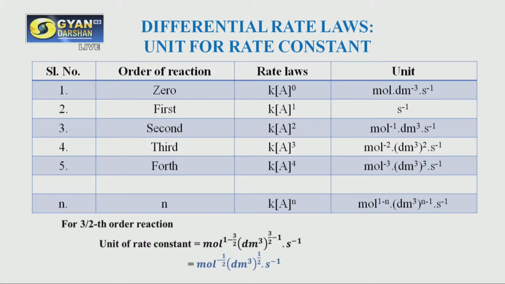Reactions are not always first order, second order or third order; they may be fractional. So for a 3/2 order reaction, the unit of the rate constant is, with n equal to 3/2, mole to the power 1 minus 3/2, decimeter cube to the power n minus 1. With n as 3/2, the unit is mole to the power minus 1/2, decimeter cube to the power 1/2, and second inverse.